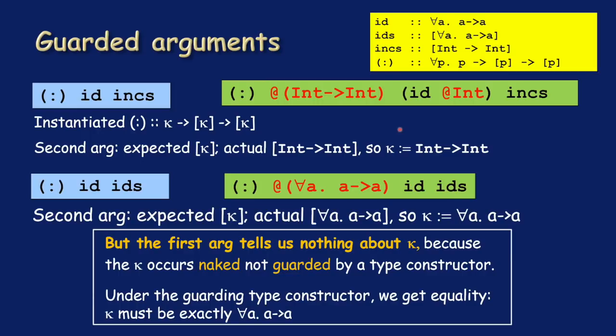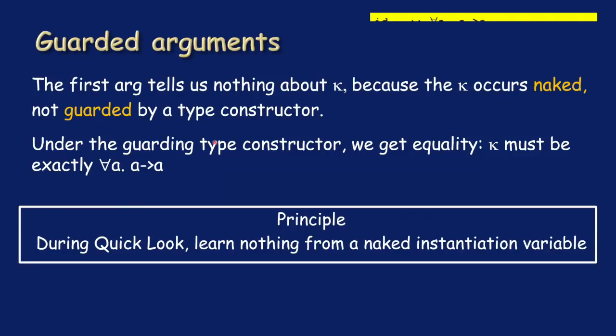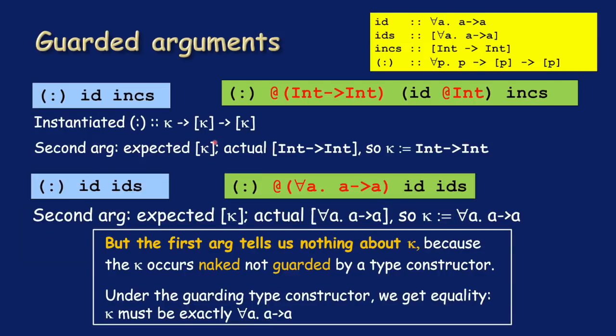So what's the difference between the first argument and the second argument? The difference is that the first argument has a sort of naked kappa, right? The instantiated argument for cons has a kappa all by itself, whereas in the second argument, the kappa is guarded underneath a list. So this is what shows up in a number of pieces of related work, the idea of guarding by a type constructor. So here, the principle is that during Quick Look, for an argument that corresponds to a naked instantiation variable in the function's type, we're going to learn nothing at all. So going back to the previous slide, we will learn nothing from the first argument of cons. We will only learn something from the second argument of cons. Okay.